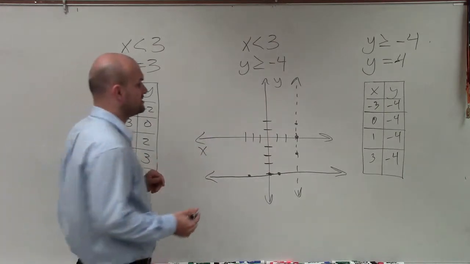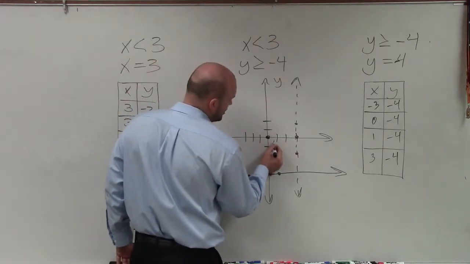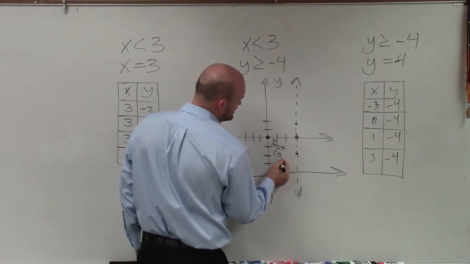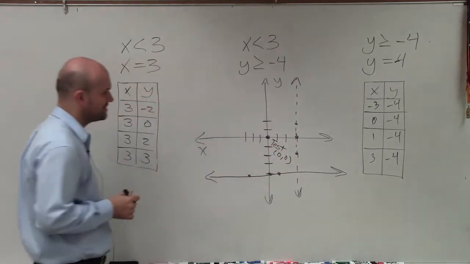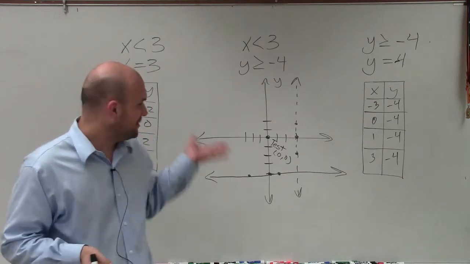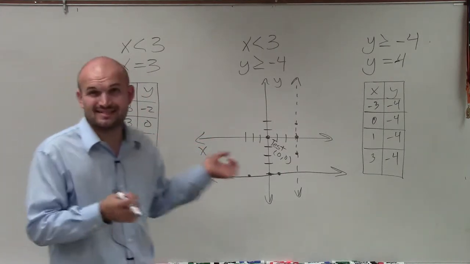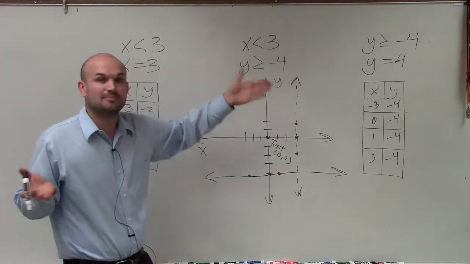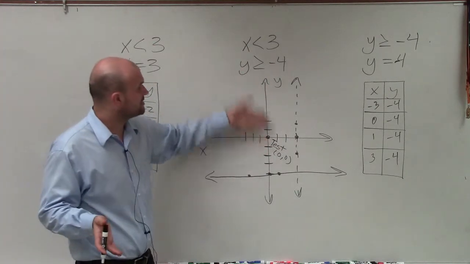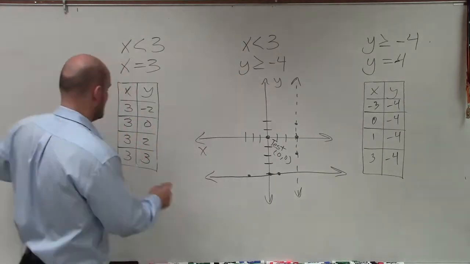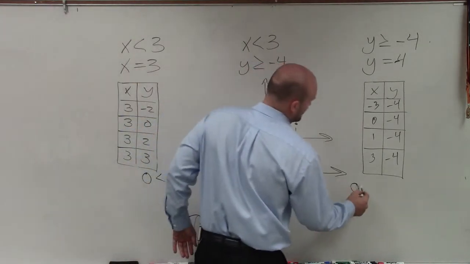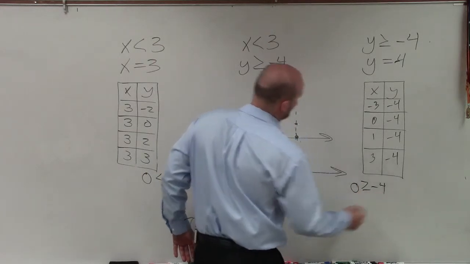To do that, we need to choose a test point. And the best test point to choose, as long as your graphs do not go through it, is 0, 0. Now, notice that the test point is a coordinate point, x, y. Well, we don't have an x, y to plug in, so we're just going to plug in the coordinate 0, 0 for each inequality. So in this case, I write 0 is less than 3. In this case, I write 0 is greater than or equal to -4.